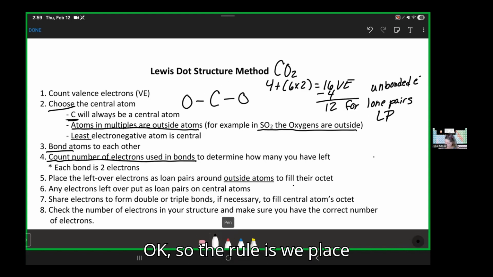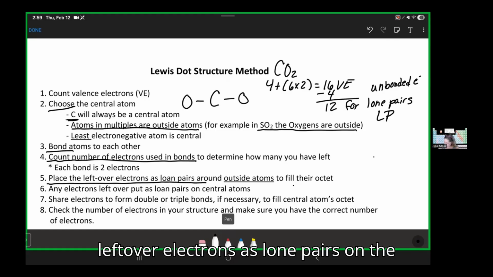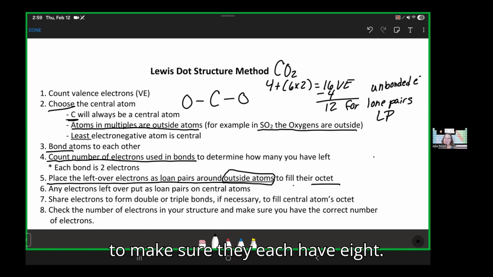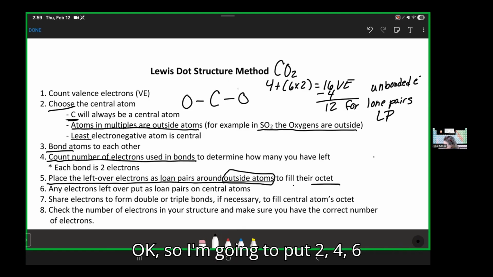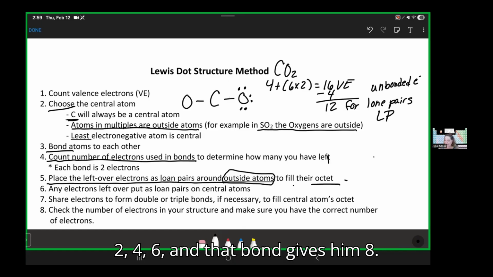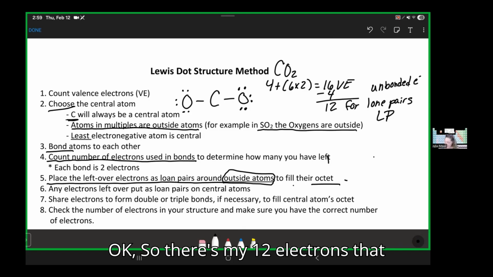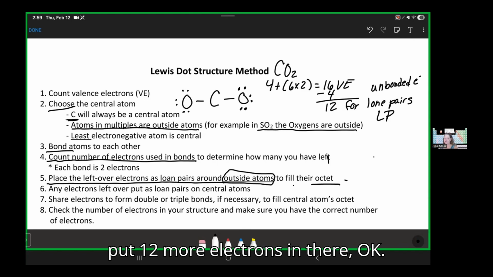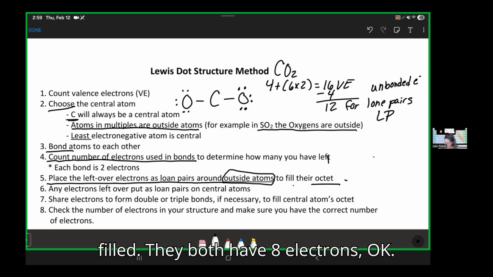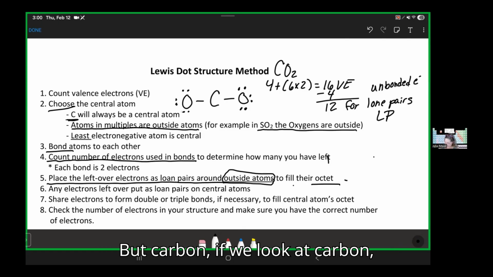Okay, so the rule is we place leftover electrons as lone pairs on the outside atoms first to fill their octet, to make sure they each have 8. So I'm going to put 2, 4, 6 on that oxygen. Now that oxygen has 2, 4, 6, and that bond gives him 8. And I'll put 2, 4, 6 on that oxygen. So there's my 12 electrons that I had left for lone pairs. Both of those oxygens have octets filled. They both have 8 electrons.